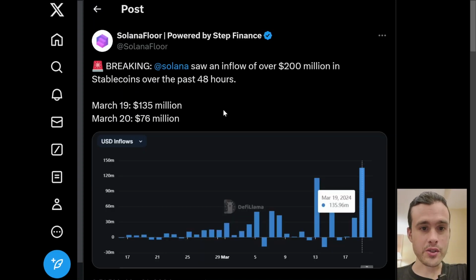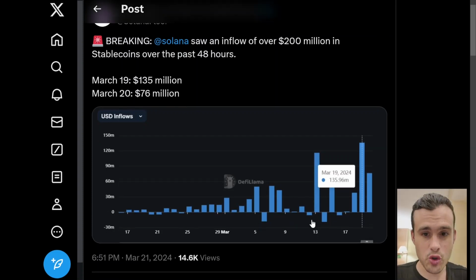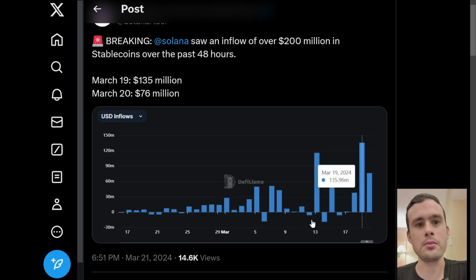We also saw over $200 million in stablecoins minted on Solana over the past 48 hours. There was 76 million on March 20 and then 135 million on March 19. There's a huge spike. And you know what they say about the Tether print, right? This is like Solana's equivalent of the Tether print. When you see these kinds of inflows into the ecosystem, what are people going to do with that? Most likely they're going to buy.